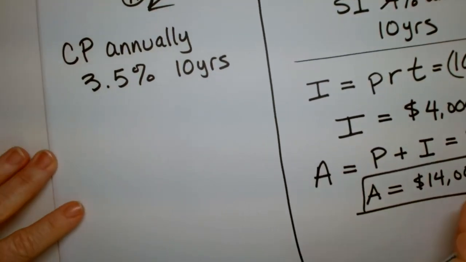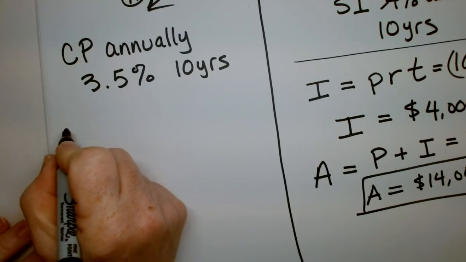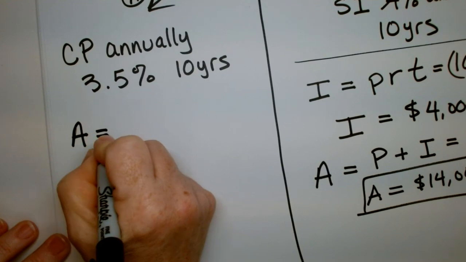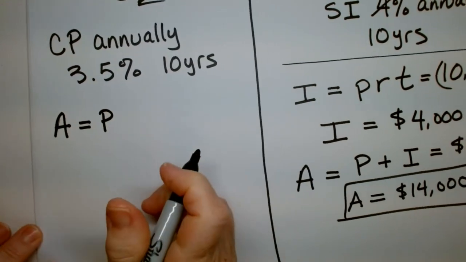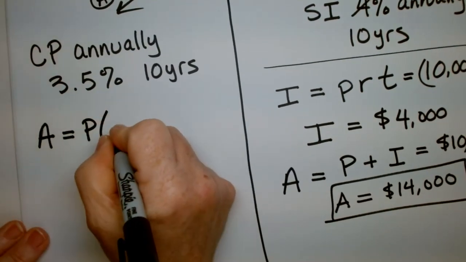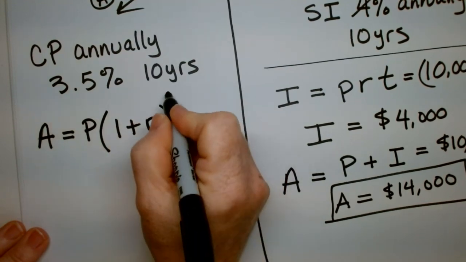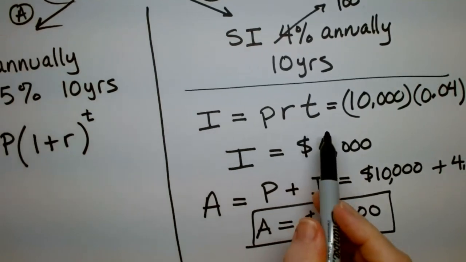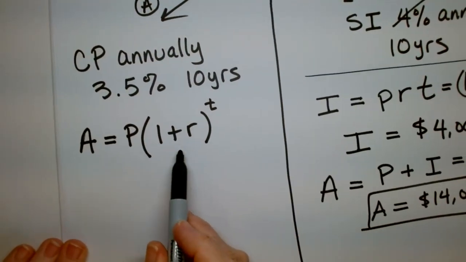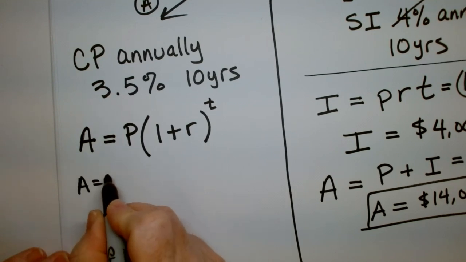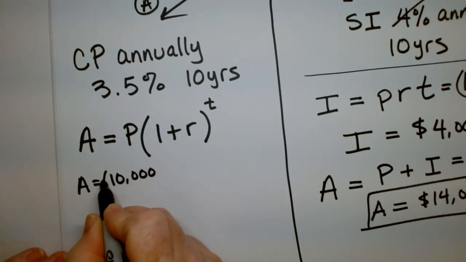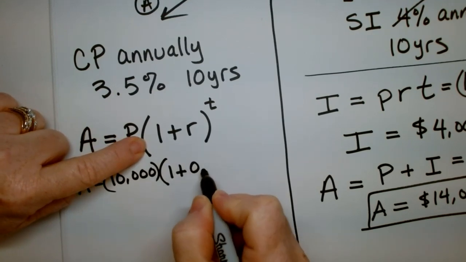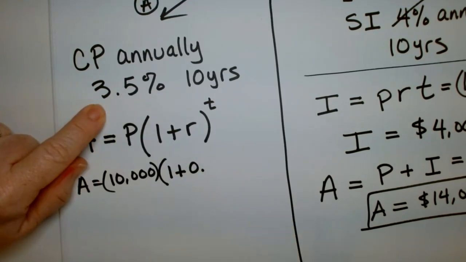Okay, so compounding annually, the equation for that is a little bit different than this one. A is the amount, equals how much you put in, that's the principal, times 1 plus the rate, but look here, the t goes as an exponent. See before here that the t was multiplied? This is how it's different. Okay, so the amount is 10,000. You're going to multiply that by 1 plus r, 1 plus 0.035.